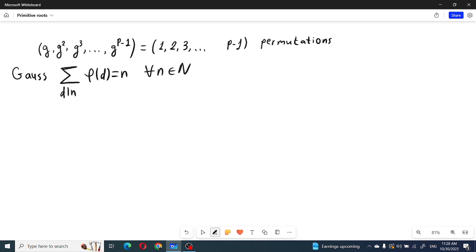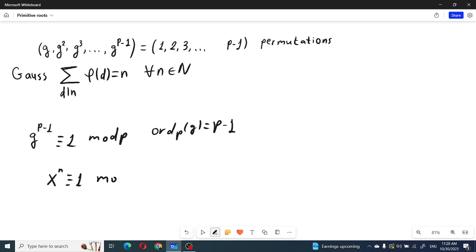So to prove this, we need to show that there exists a number g such that g to the p minus 1 equals 1 mod p, and the order of g for p must be p minus 1. At first, notice that if we are given x to the n equals 1 mod p, this equation will have at most n integer solutions. If you look at this as a polynomial, this also works for every prime number.